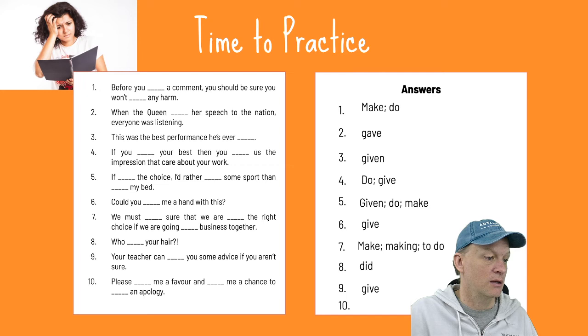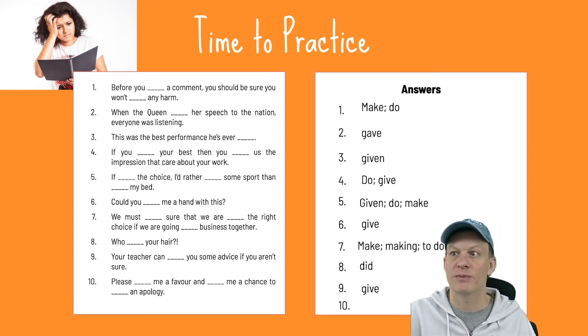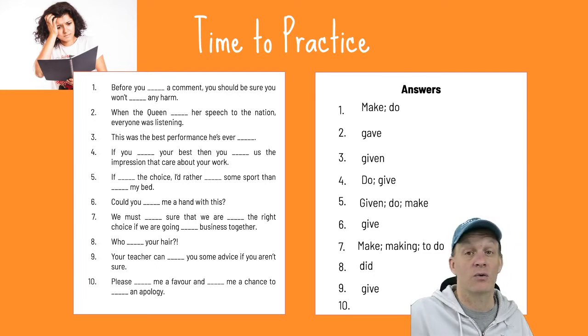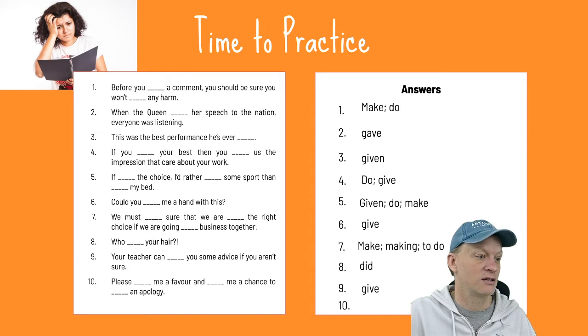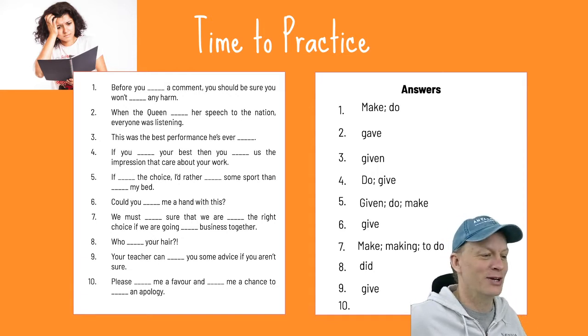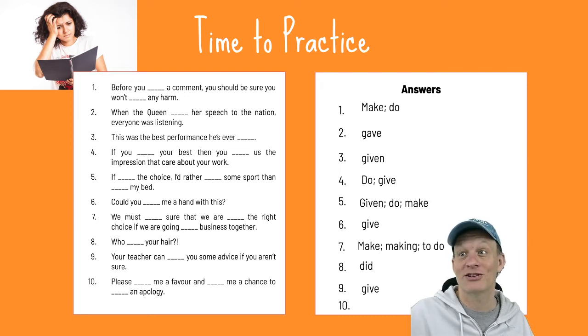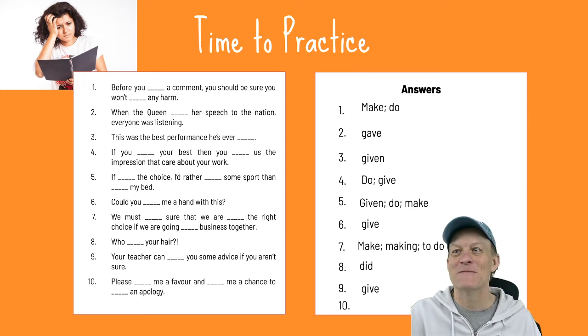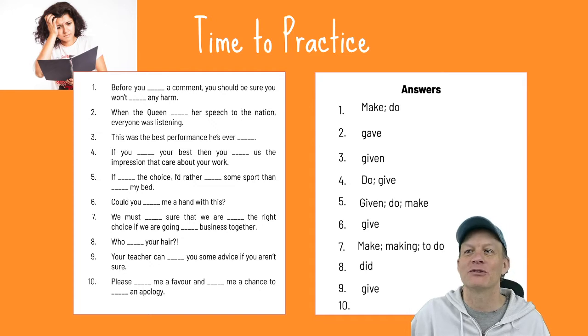And number 10, please me a favor. Enrique says, make me a favor, give me a chance to do an apology. Be careful, Enrique. Not quite. You've only got one of those correct. Barbara says, please make me a favor and give me a chance to do an apology. No. Julian says, please do me a favor and give me a chance to do an apology. No. I'm not going to tell you which one you have a mistake in, so we have to think, all right?